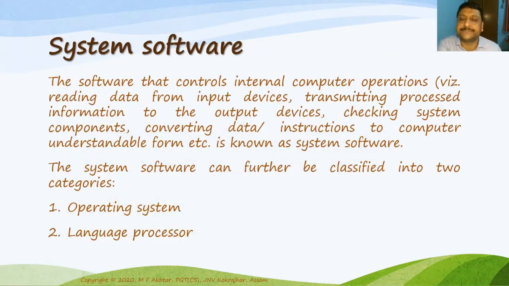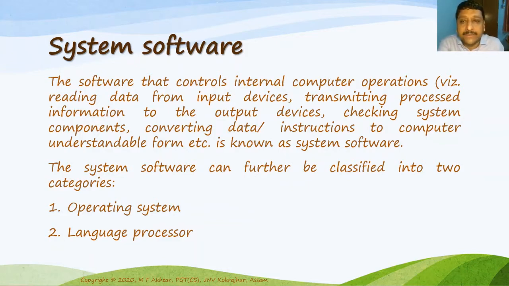System software is the software that controls internal computer operations. For example, reading data from input devices, transmitting processed information to the output devices, checking system components, converting data, instructions to computer understandable form, etc. All are known as system software. All are controlled by system software.